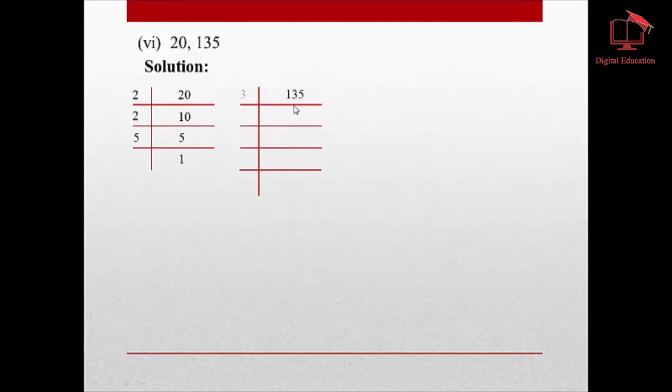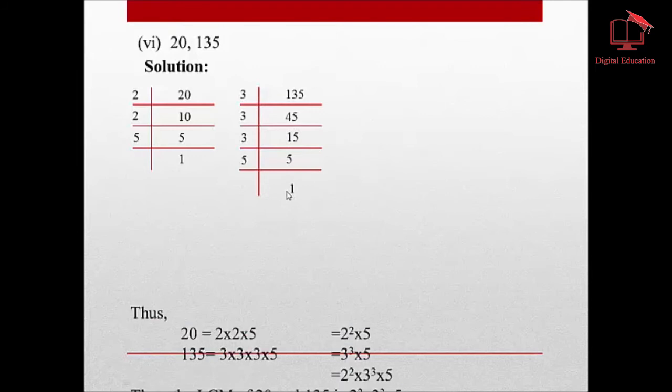Same for 135. 3 5s are 15, 3 1s are 3, 3 5s are 15, and 5 1s are 5.